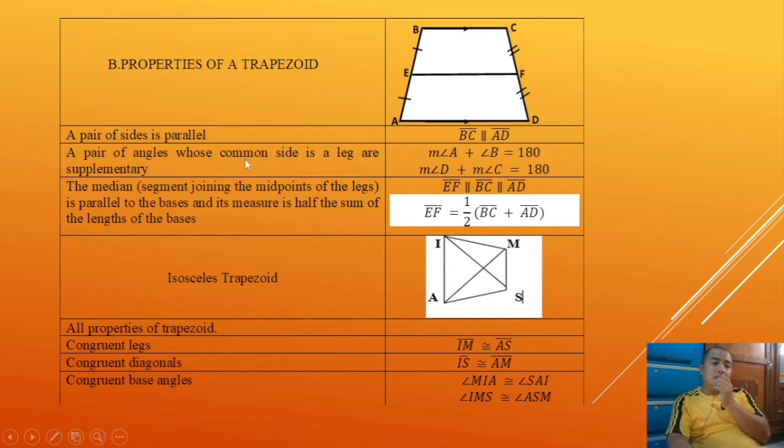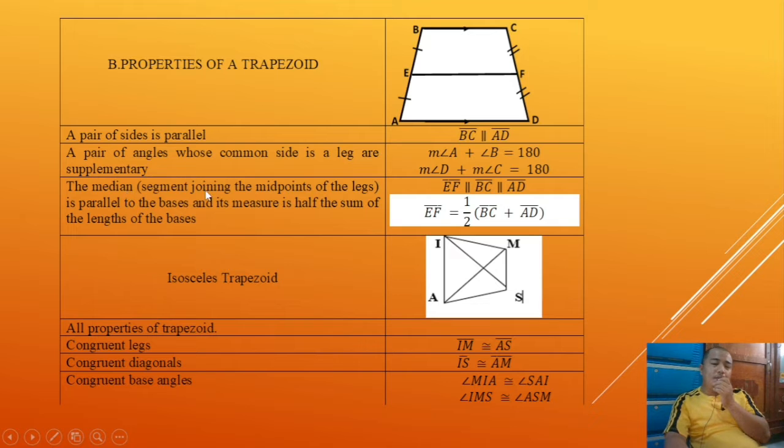A pair of angles whose common side is a leg are supplementary. Okay, it says here a pair of angles whose common side is a leg are supplementary. So it means angle A plus angle B is equal to 180 degrees. Angle D plus angle C is equal to 180 degrees.